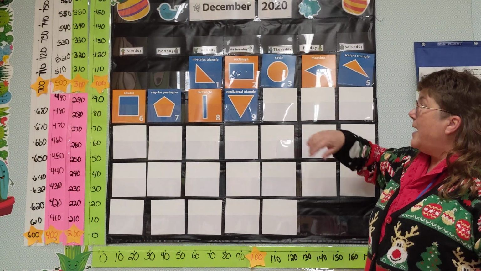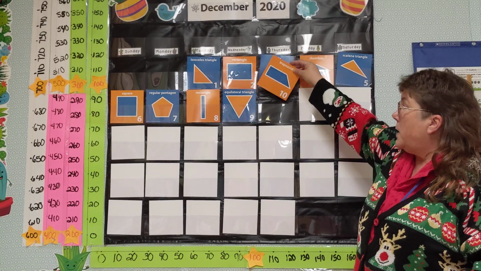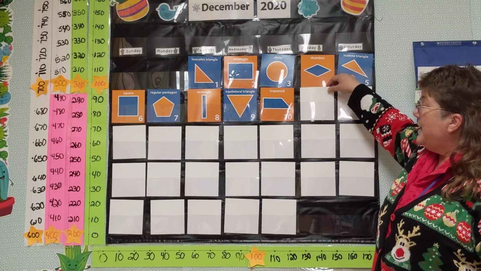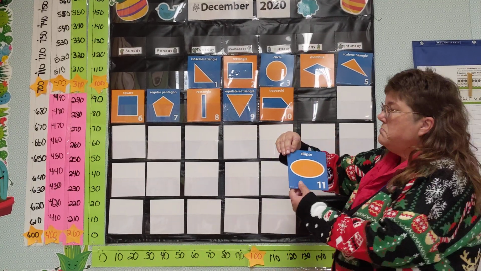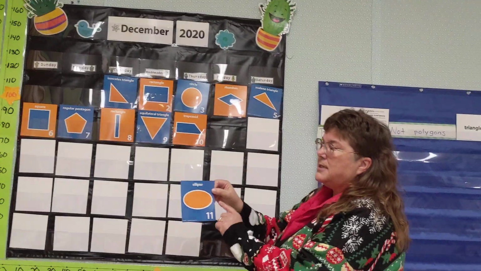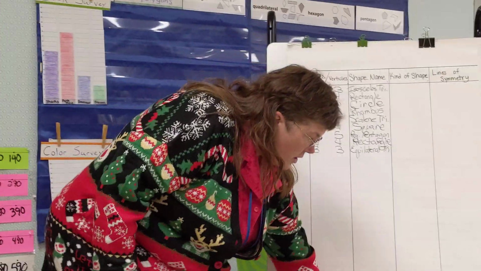I know that today is Friday, so we get to turn over Thursday's. A trapezoid. Okay. I don't see a repeat yet, so let's see what Friday is. Ellipse. Kind of like the circle, but it's an ellipse. It's a little bit more oval. Let's fill in our chart.